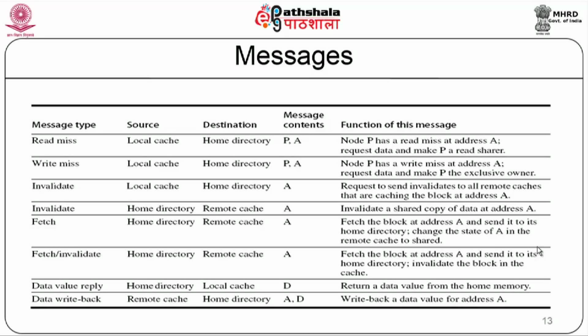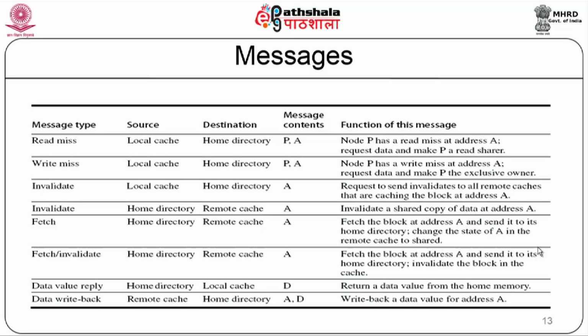So, if it is a read miss, the source of the message is your local cache, the destination is your home directory. The format of your message says that this processor wants this data, this block and the address associated with that. The meaning of this message is node P has a read miss on address A. So, it will have to request data and it has to make P a read sharer. Remember that I told you that you have a sharers list. Now, this processor is putting out a request for a read operation, so this has to be included as part of your sharers list.